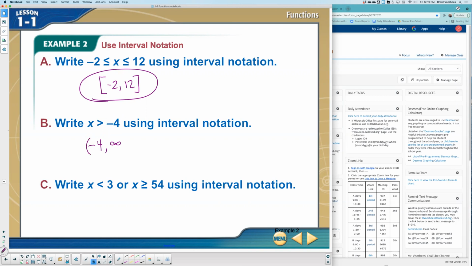No. So parenthesis. Infinity, you can never equal either. It's always a parenthesis as well. And if you're going, why is that?